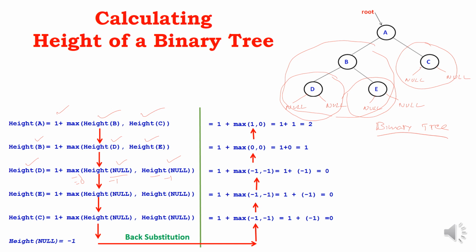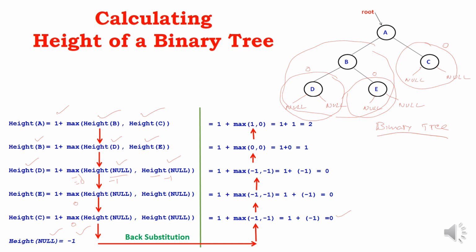Here also height of E. E is also a leaf node. So we get its height as 0. For C also it is 0, because we know height of null is minus 1. Here it is placed: 1 plus maximum of minus 1 comma minus 1, which is 0. Height of C is 0. Height of E is 0. Height of D is also 0, because D, E, C are leaf nodes. Height of leaf nodes is 0.